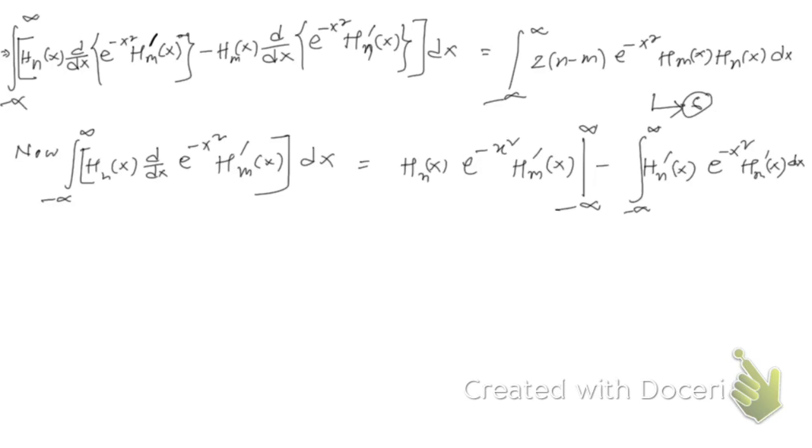So we have used this rule: integration of u dv is u into v minus integration of u dash v dv. Hope you have understood this. So this is what we have used. Here this is dv and this is u. Sorry, it's supposed to be dv here directly.